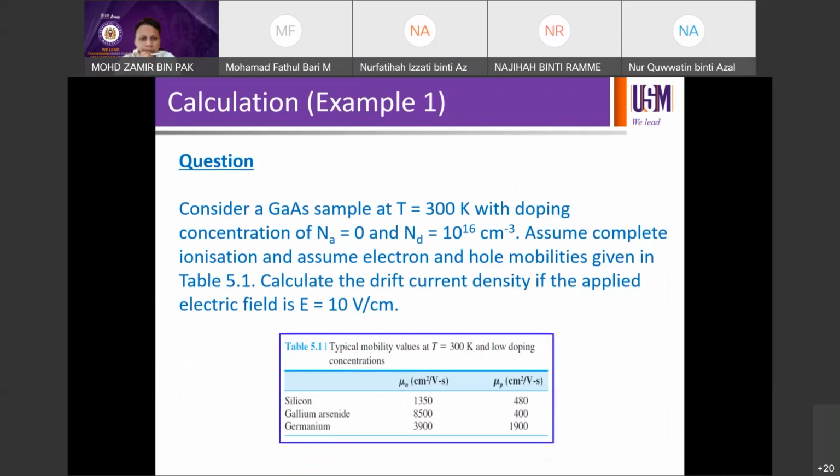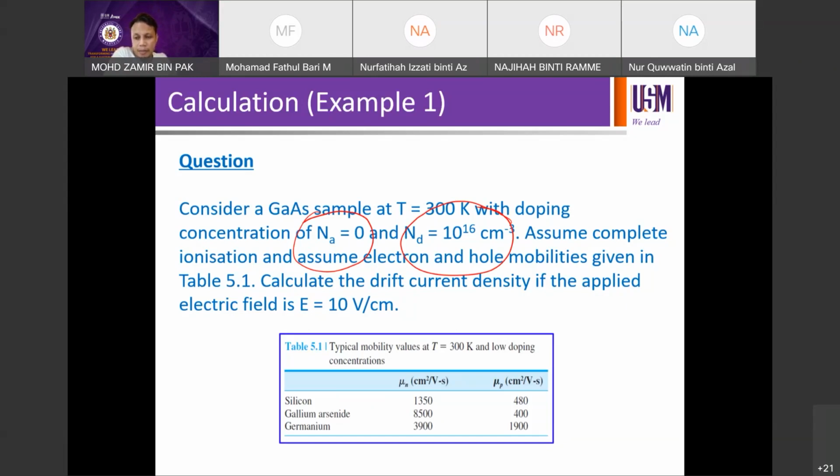Example number 1. Consider a gallium arsenide sample at 300 Kelvin with doping concentration of Na equals 0, Nd equals 10^16. This is just for simplicity. So your Na is 0, your Nd is 10^16. What is the type of gallium arsenide used in this case? P-type or N-type?